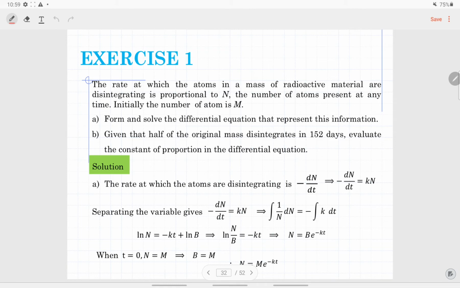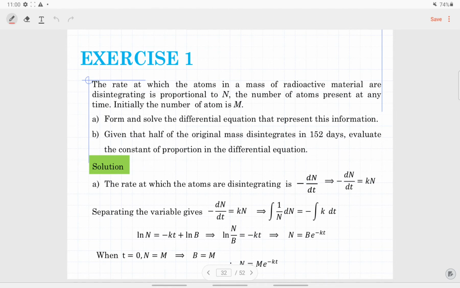Okay, we look at exercise 1. The rate at which the atoms in a mass of radioactive material are disintegrating, disintegrating means equal to decay, is proportional to n, the number of atoms present at any time. Initially, the number of atoms is m. A: form and solve the differential equation that represents this information.